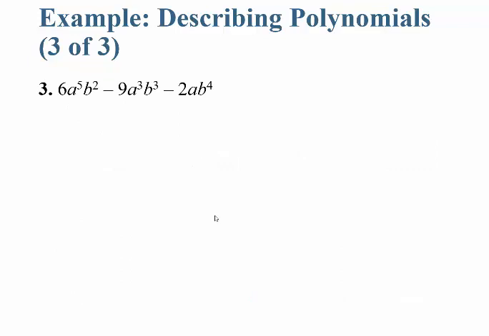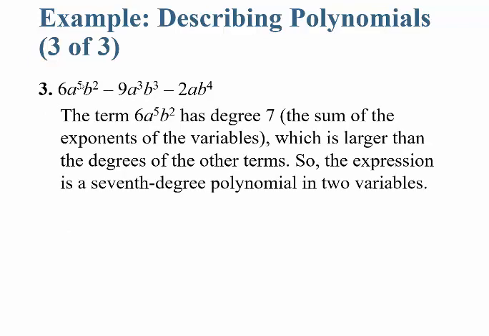Moving right along into this really crazy complicated one. So this one's confusing because you have two variables. You have an a and a b variable. All right, well, look at the first term, okay? 6a to the 5th, b squared has degree 7, okay? So we classify this degree as 7 because when there's two variables, you take the sum of the exponents of the variables. Right, which is larger than the degrees of the other terms. Like this would be degree 6. This would actually be degree 5, because when there's a variable by itself, it has an exponent of 1. All right, so we say this is a seventh degree polynomial because that's the highest degree in two variables, A and B.